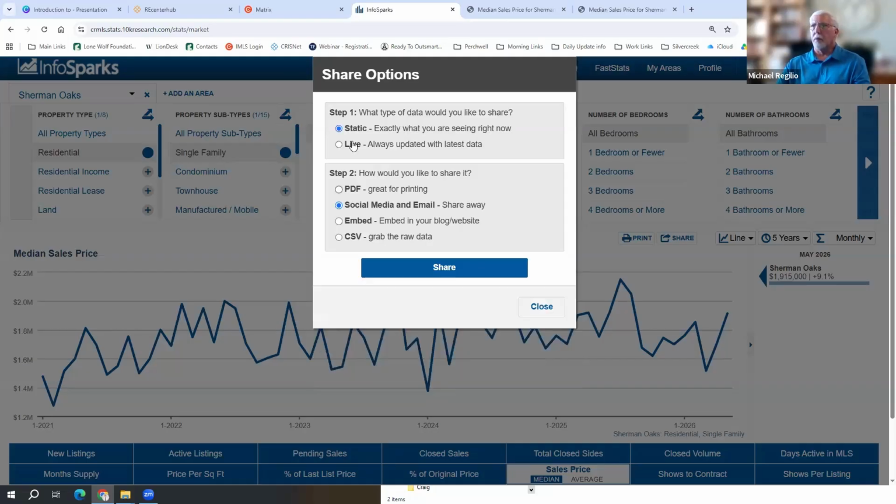I'm going to start over. So there's two things that you want to know as far as sharing. You can share a static and you can share a live. And there's advantages to both.